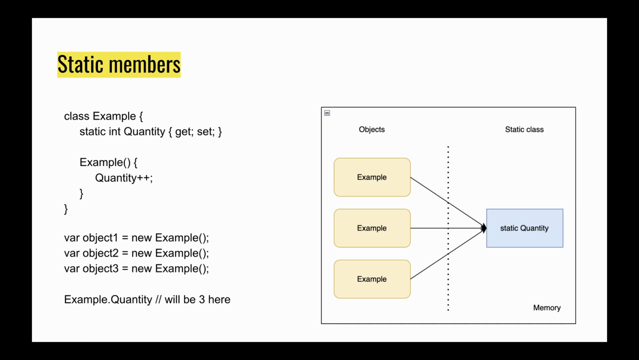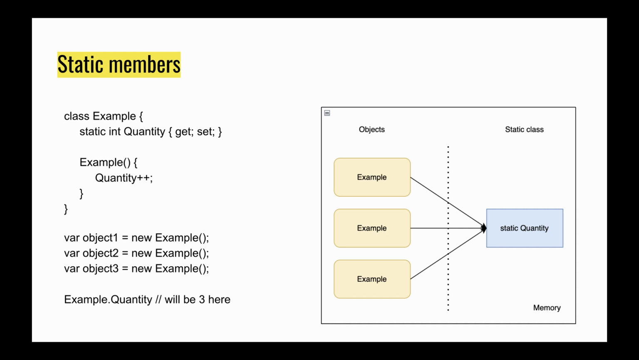An important point, we cannot refer from an instance to a static class member. This is because the memory of the instance is allocated separately, and the memory for the static member of the class is allocated separately. Therefore, we can refer to the static member only by referring through the class directly.